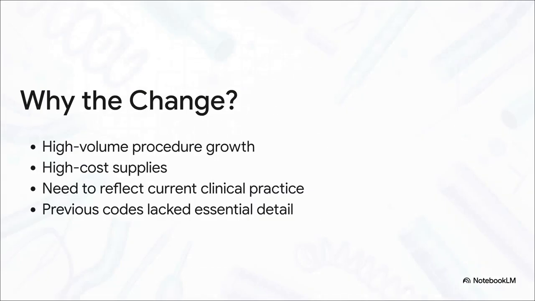So you might be asking, why this massive, painful overhaul? Well, the AMA and RUC basically flagged the old codes. Why? Because procedure volumes were just exploding, and the supplies are super expensive. Plus, the old system just wasn't cutting it anymore. It lacked the detail needed to describe what was really happening, like vessel access, catheter placements, or imaging, all stuff the new codes now wrap in.